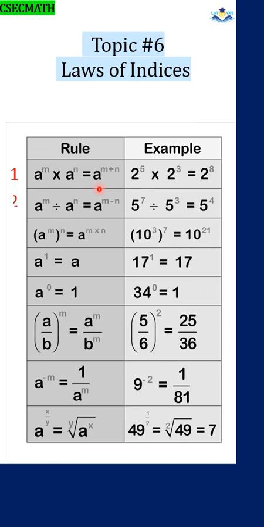Rule number 2. When dividing indices with the same base, we subtract the powers. The same base here is 5. We subtract 3 from 7 and we will get 4.